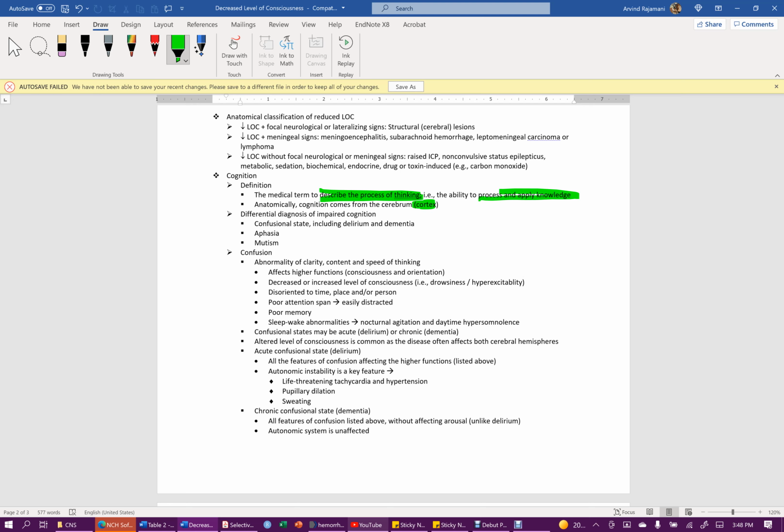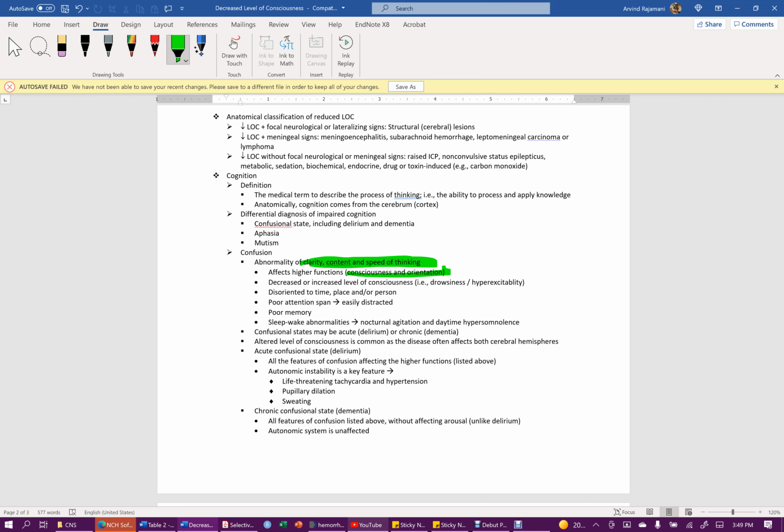The differential diagnosis of impaired cognition can be confusional states such as delirium, dementia, and so on. And then you can have aphasia, which is a structural problem in the cortex, and something called mutism. Okay, right. Now, what is a confusional state? It's an abnormality of the clarity, content, or the speed of thinking, and it affects consciousness and orientation.